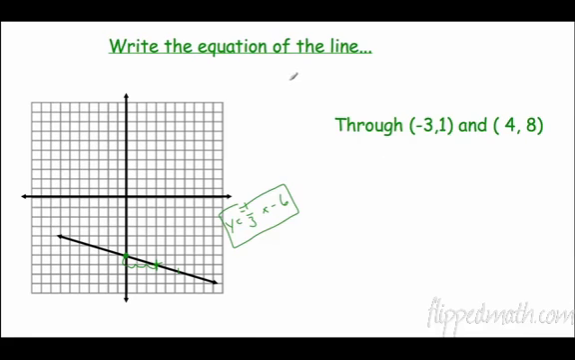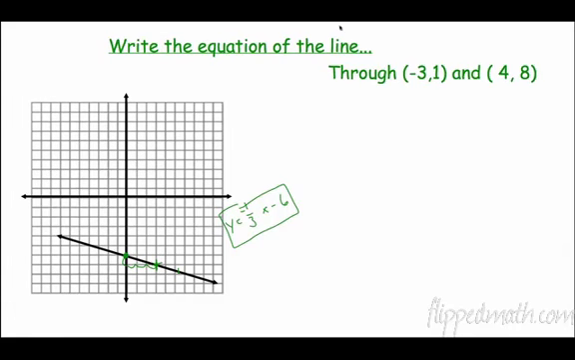All right, let's take a look at this next one. Does it tell us the slope? No. Does it tell us the intercept? No. So we need to find those things. We have an x1, we have a y1. We have an x2, we have a y2. So we can find the slope. 8 minus 1, 4 minus negative 3. 8 minus 1 is 7. 4 minus negative 3 is 7. 7 over 7 is 1. So our m is 1.